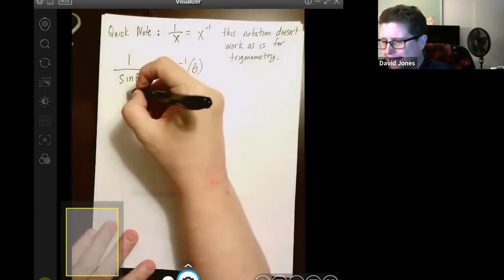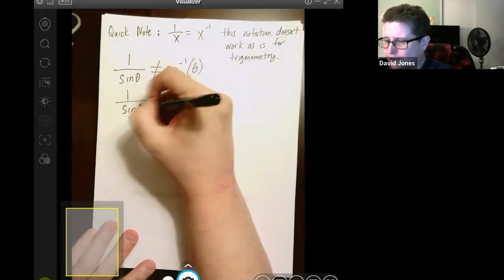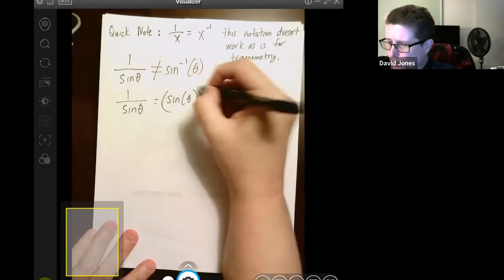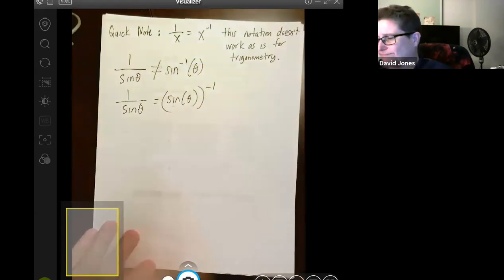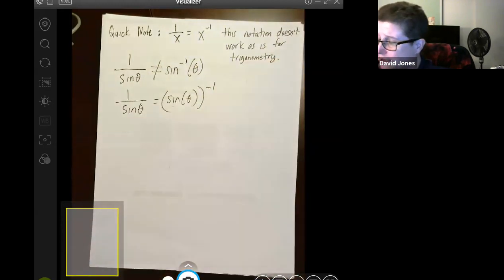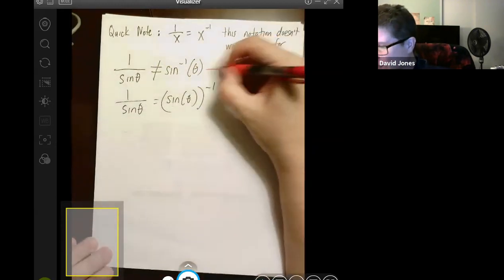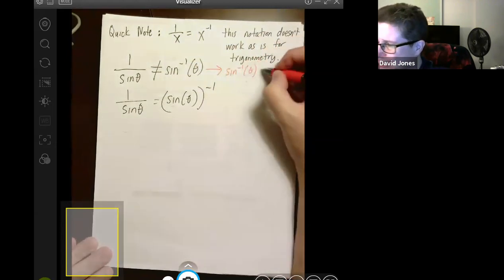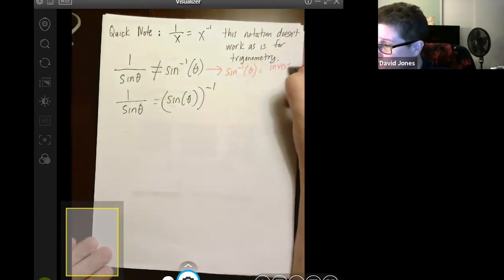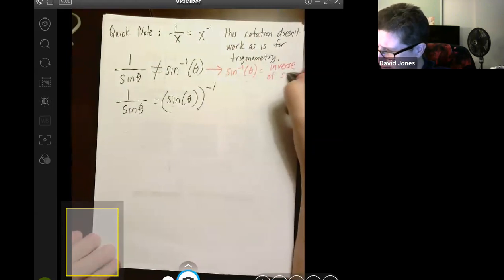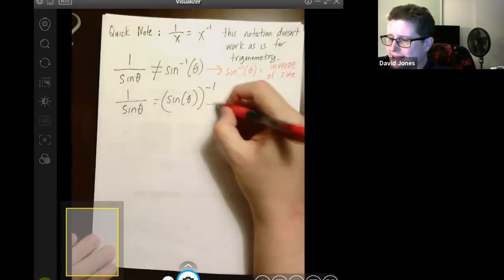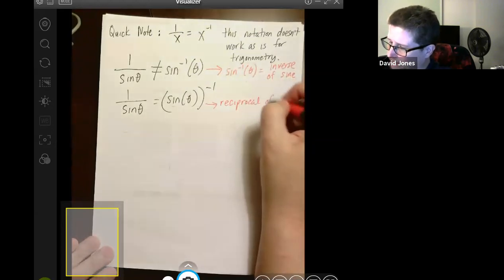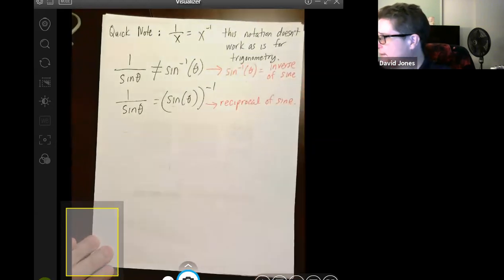1 over sine theta, if you want to write it with the inverse notation, you have to do sine theta and put -1 on the outside. Sine -1 of theta is the inverse of sine. This is the reciprocal of sine. Okay?